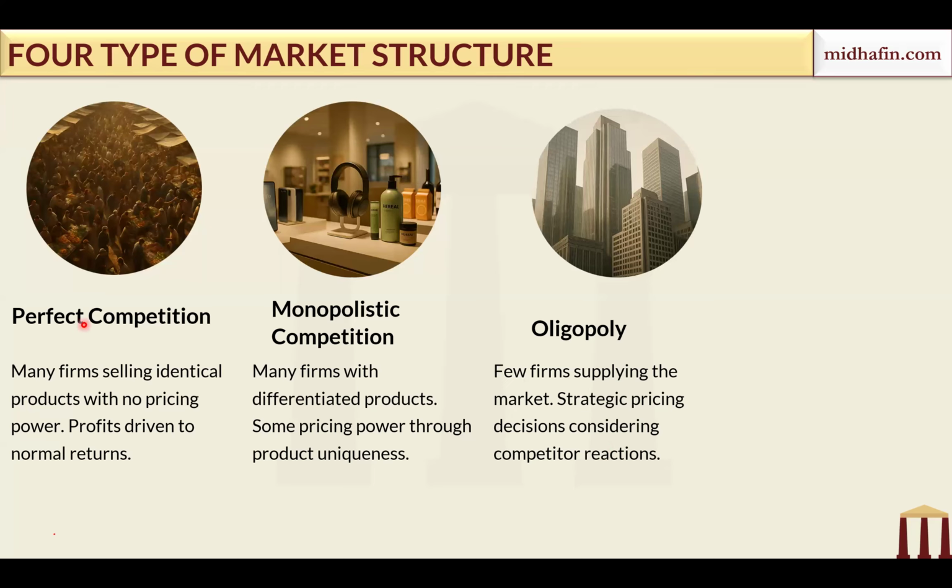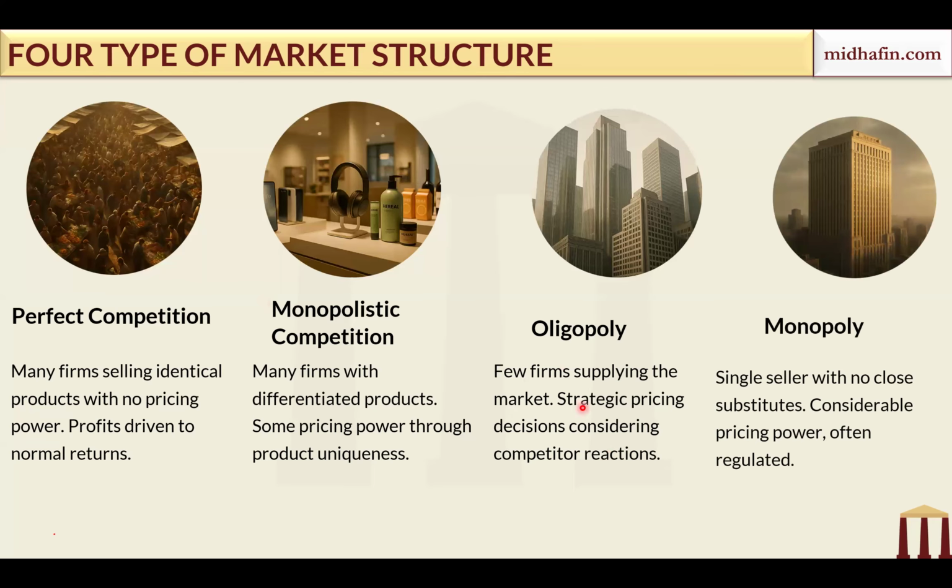Okay, next you have monopoly. So in monopoly, you have basically just a single firm, a single seller. It supplies the entire market, and there are no close substitutes. And of course, there will be high barriers to entry. Okay, this gives the monopolistic firm, or monopolist, you can call it, massive, substantial pricing power. And it is often actually regulated. Monopolies are often regulated.